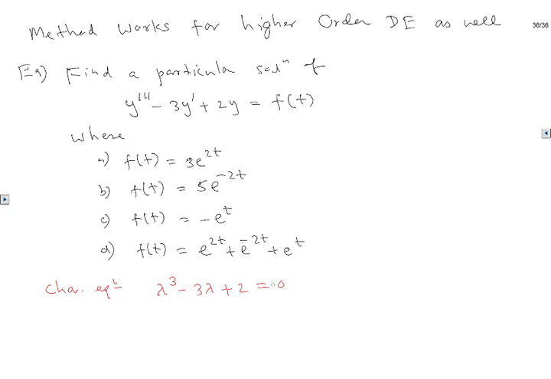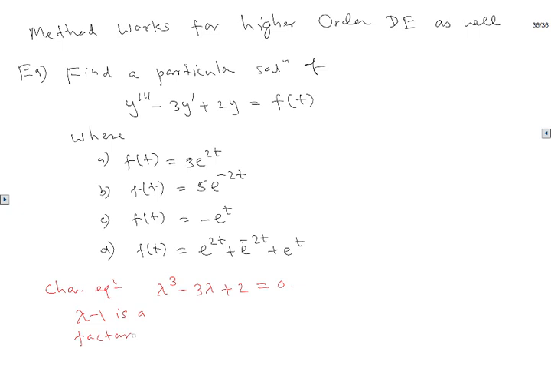But you can see that in the factor theorem, what do you want to do? You plug in some values, and if you get a 0, then lambda minus that value is a factor. For example, if you plug in lambda equal 1, you're going to get 0. That means lambda minus 1 is a factor, because when you plug in 1 it gives 0, so by the factor theorem, lambda minus 1 is a factor.